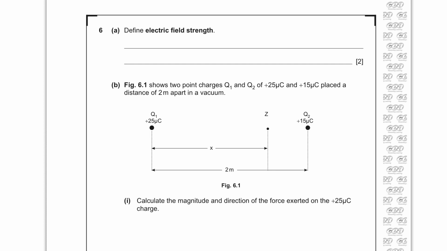Question 6a, define electric field strength. So electric field strength is the force per unit charge, so it's the force at a particular location. The electric field strength will be the force on a single 1 coulomb charge at that location.